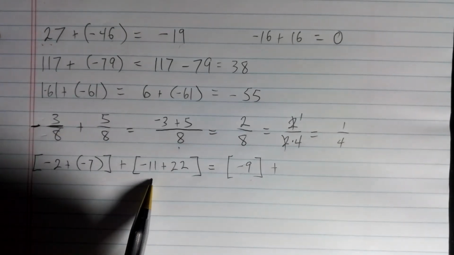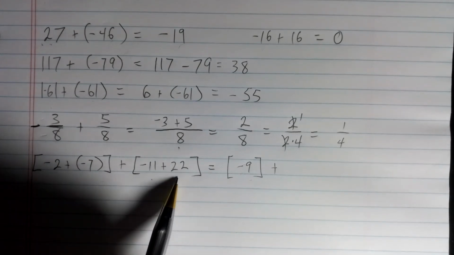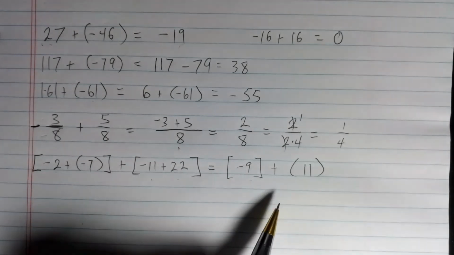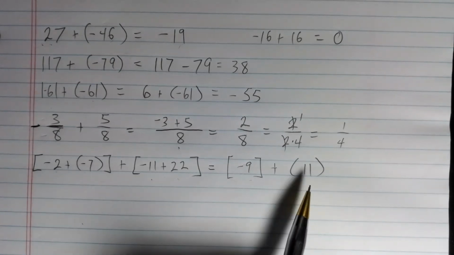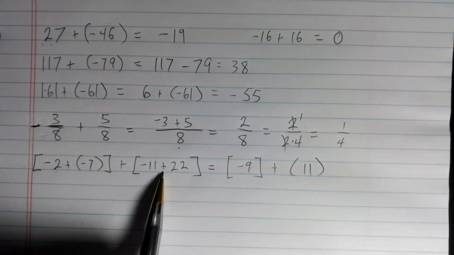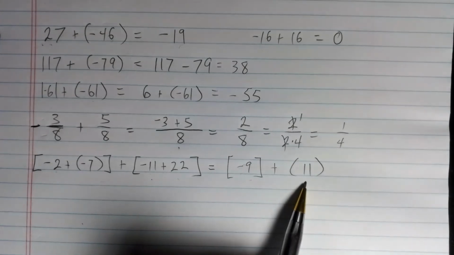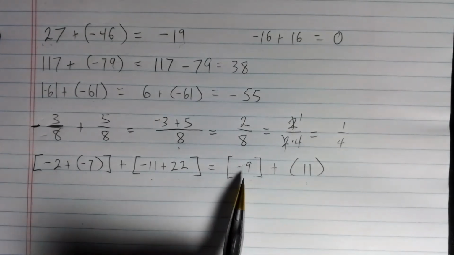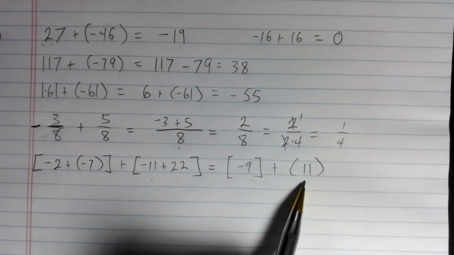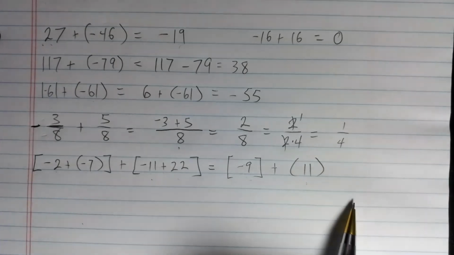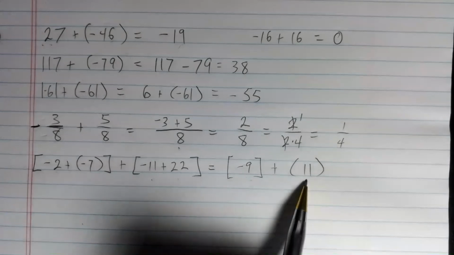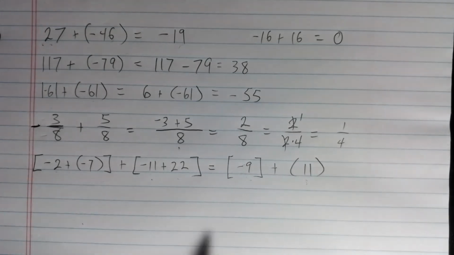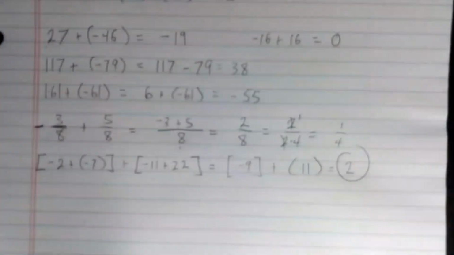Here, -11 plus 22. And for you perfectionists, just to be irritating, I went ahead and used parentheses here, but it doesn't matter. -11 plus 22 is 11. And now we're left with the problem of -9 plus 11. So if I go -9 spaces on the number line, I'll be going to the left 9. Then I'll have my 11. I'll be going to the right 11, and I will end up exactly at number 2.